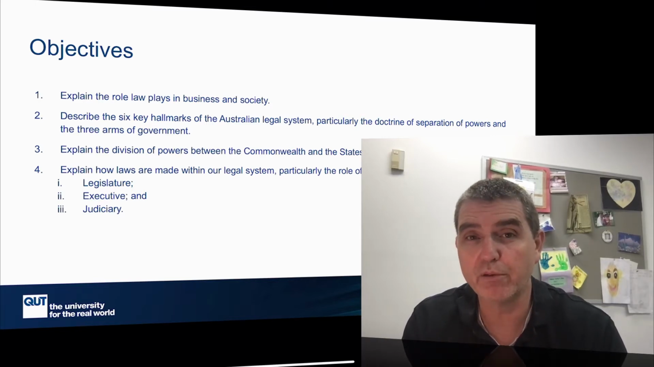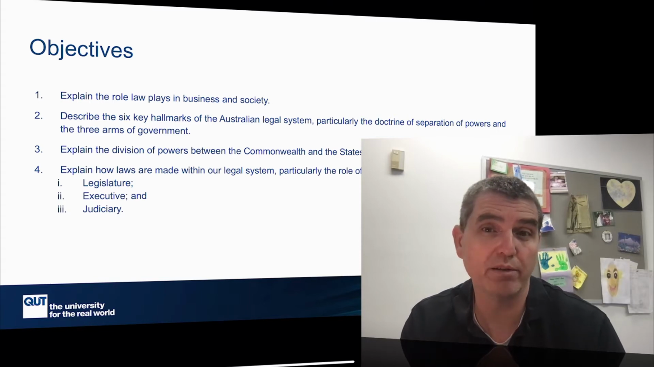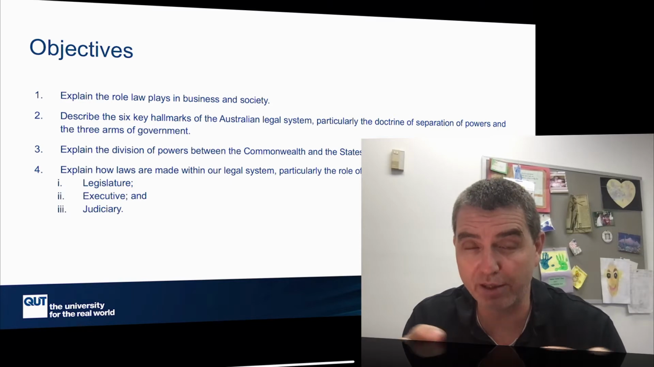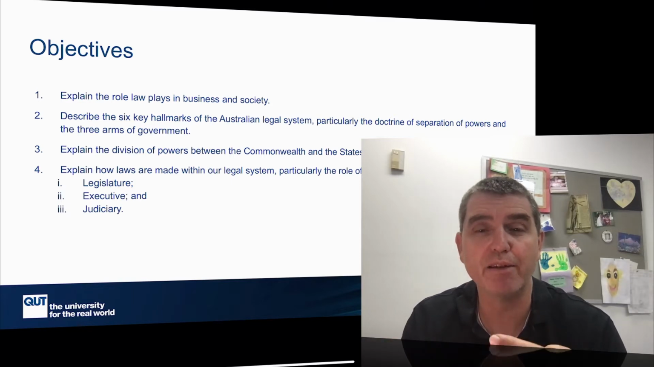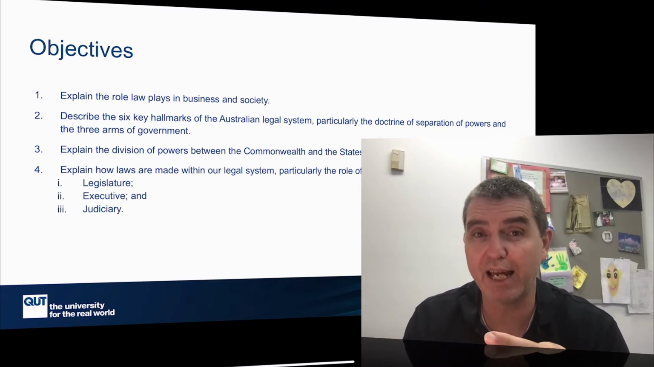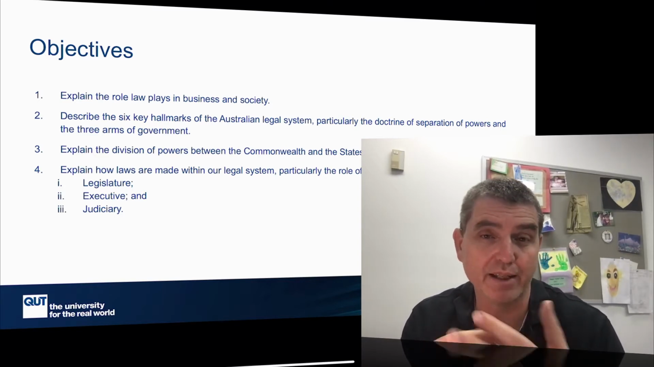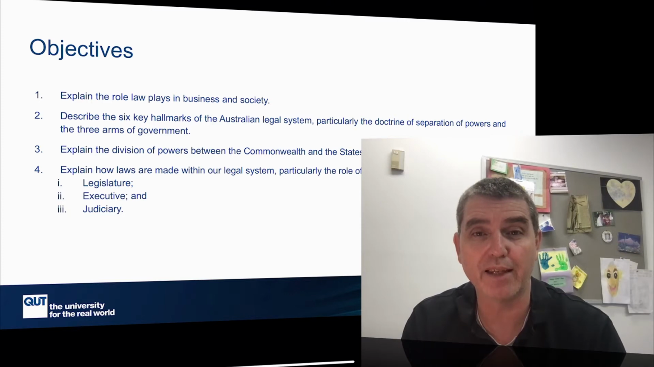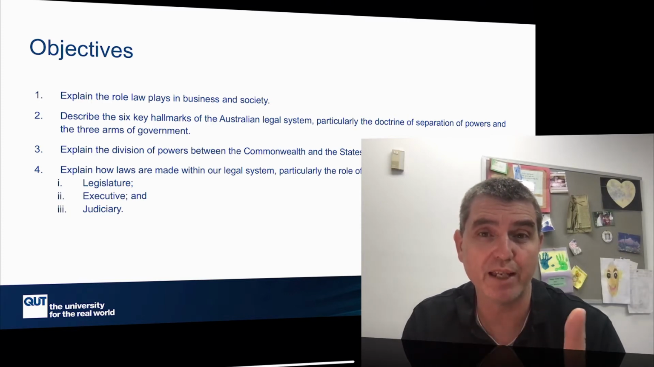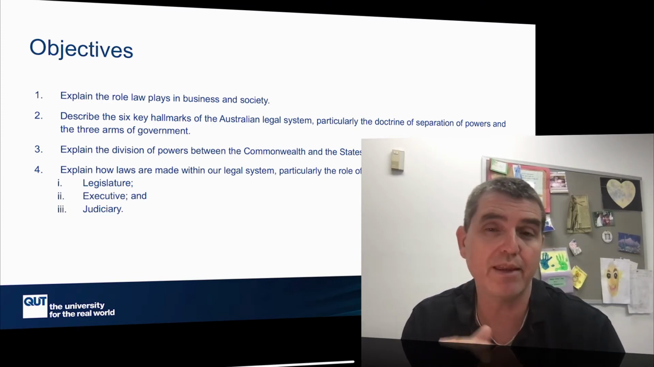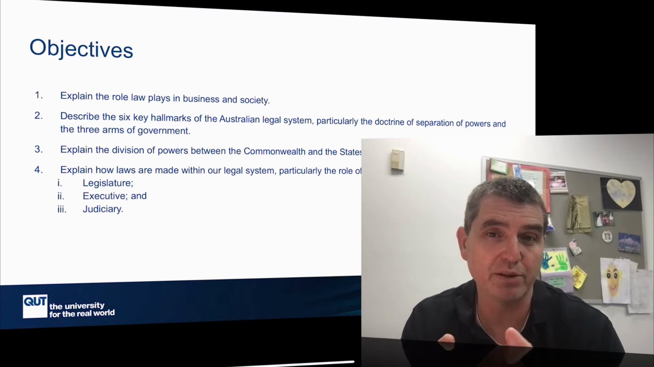The third thing we need to look at is how the Australian Constitution works. So who has the power to make what law, for want of a better word, within the Australian national system? And then finally, we're going to look at how the arms of government work together to create, administer, and then judge law by looking at the legislature, the executive, and the judiciary. So they're the 4 key things that we're going to try and cover in this particular module.